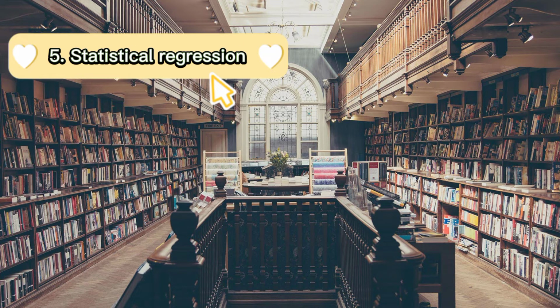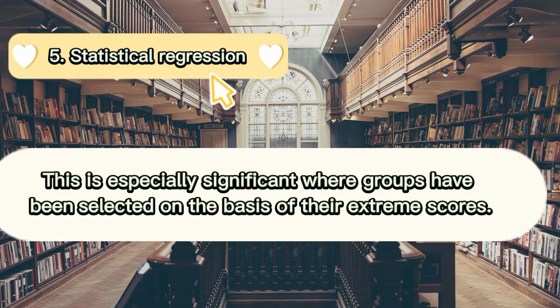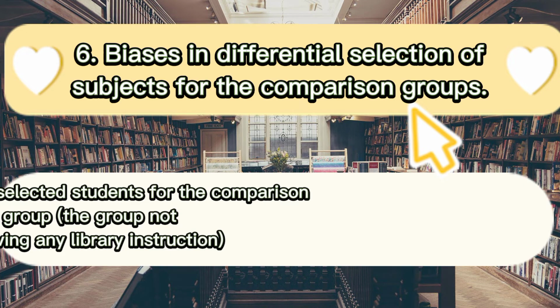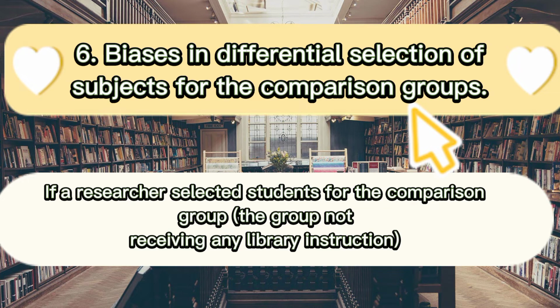5. Statistical regression. This is especially significant where groups have been selected on the basis of their extreme scores. 6. Biases in differential selection of subjects for the comparison groups. If a researcher selected students for the comparison group, the group not receiving any library instruction.